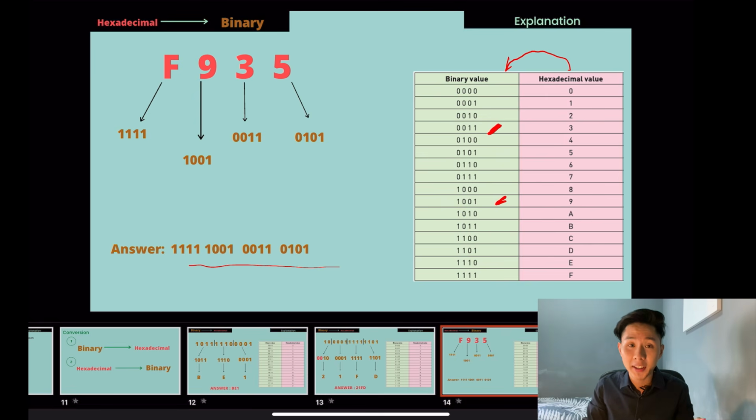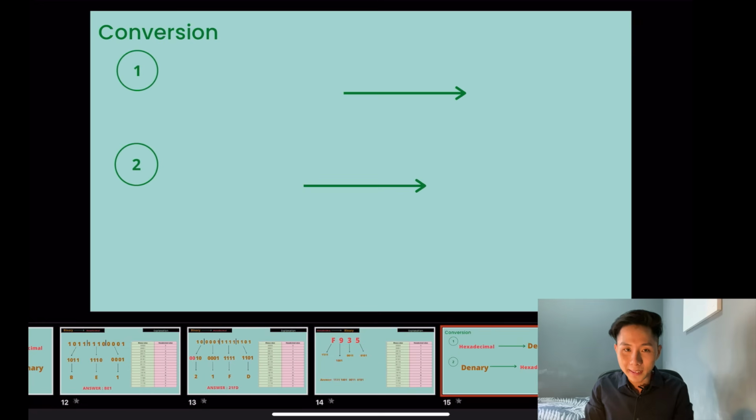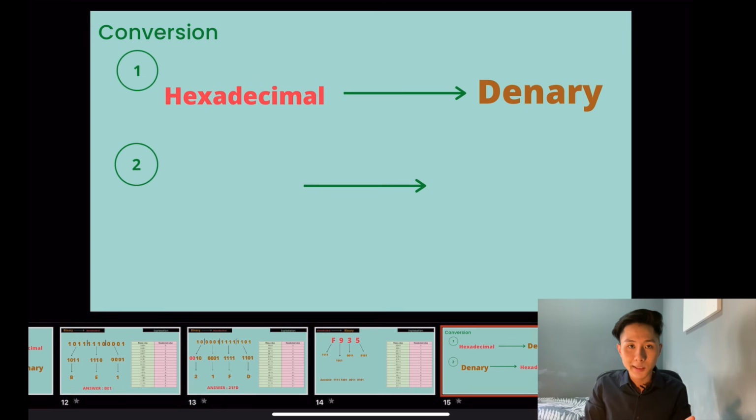In my opinion, they are the easiest questions that you can see in the exam, all right? So next up, the last two conversions that we need to do in this subject is to convert hexadecimal, instead of to binary, we are going to convert it into denary and vice versa.